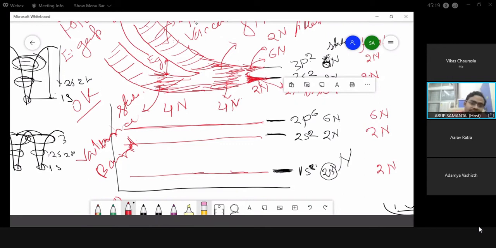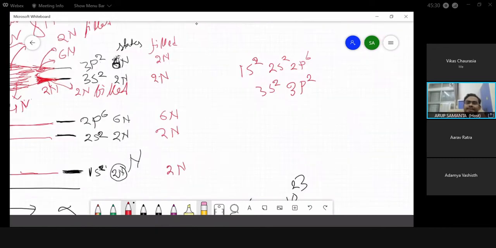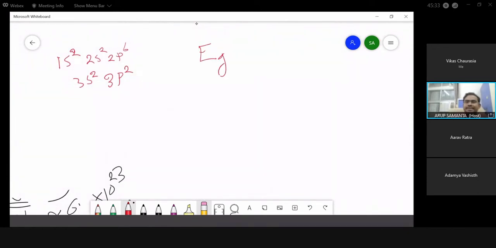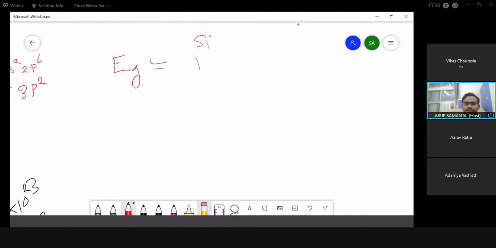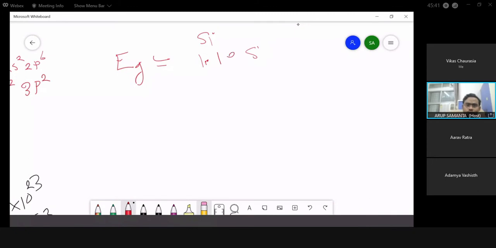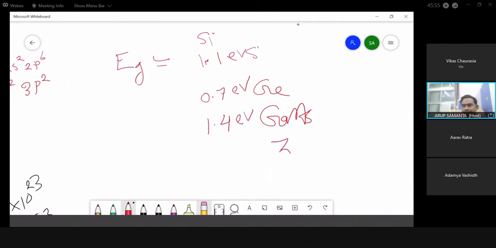For silicon, this forbidden gap is 1.1 electron-volt. Now if you quantify this gap, Eg: for silicon it is 1.1 electron-volt. For germanium this gap is 0.7 electron-volt. For gallium arsenide, a compound semiconductor, this gap is 1.4 electron-volt. Zinc oxide, ZnO, this gap is around 3.9 electron-volt.